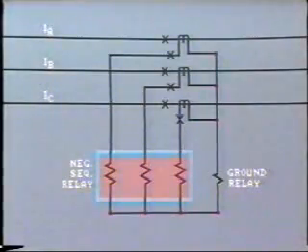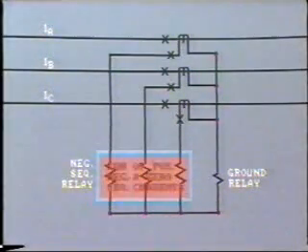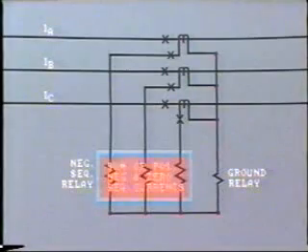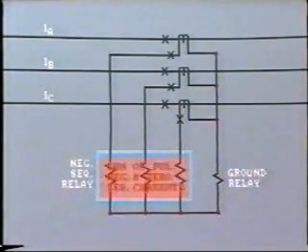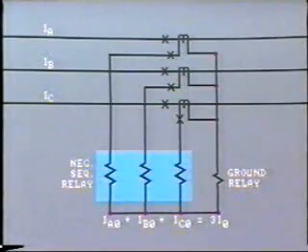The current coils are connected to CTs like this. The current flowing through each coil will be the sum of positive, negative, and zero sequence currents in that particular phase. Note that the zero sequence components, as they are all in phase, add together at this point and pass through the ground relay current coil.